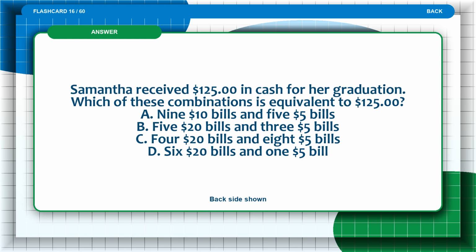The answer is, Samantha received $125 in cash for her graduation. Which of these combinations is equivalent to $125? A) 9 $10 bills and 5 $5 bills. B) 5 $20 bills and 3 $5 bills. C) 4 $20 bills and 8 $5 bills. D) 6 $20 bills and 1 $5 bill.